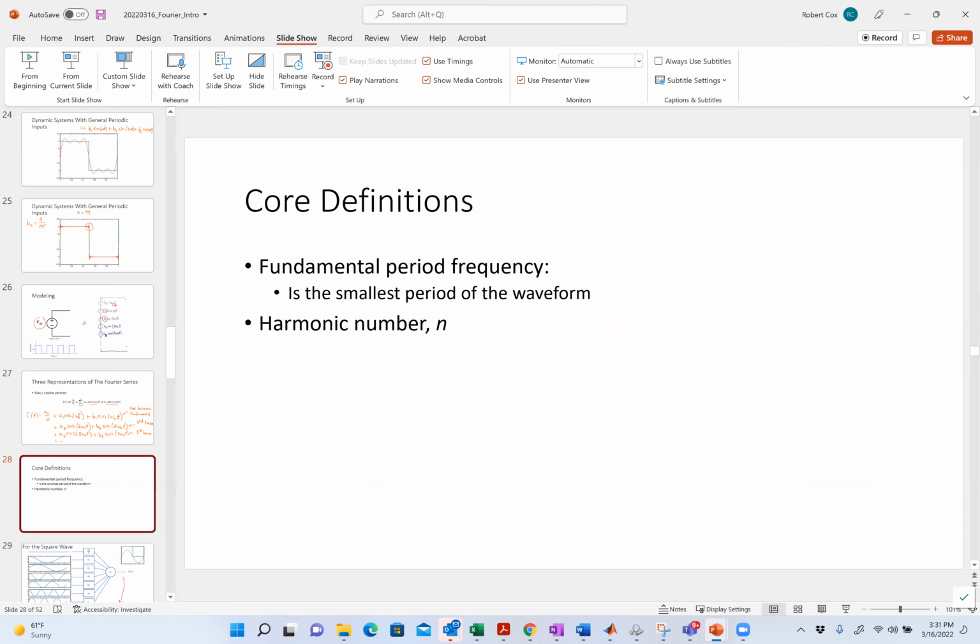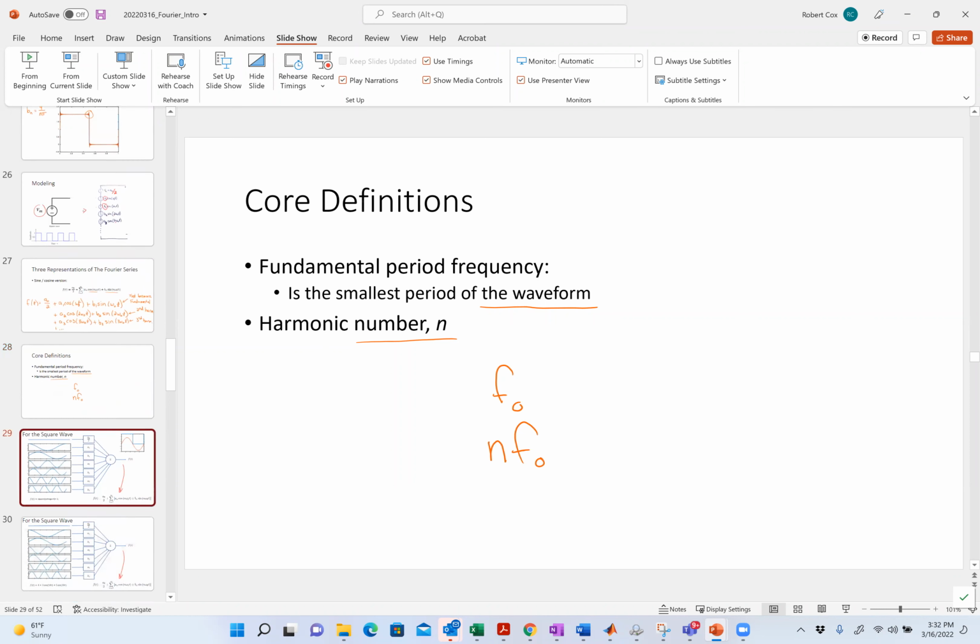So some core definitions that we need to have. One is that the fundamental period or frequency is the smallest period of the waveform. That is what I define to be my fundamental frequency. We're going to find some ways to do that. And then I have this thing called the harmonic number n. If I have a fundamental frequency f naught, then my harmonic frequencies are n f naught.